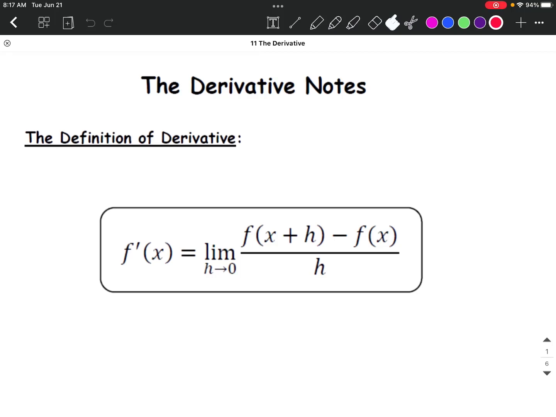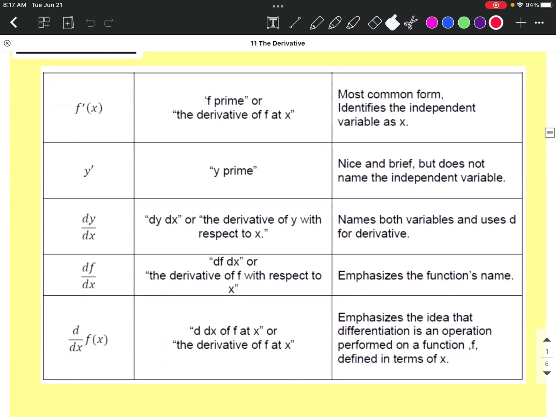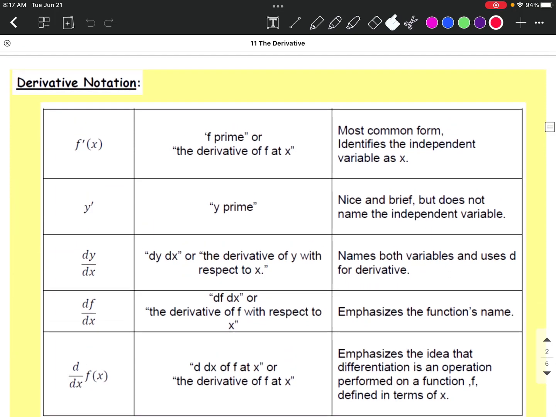Hi everyone. So today we're here to talk a little bit more about the derivative. So we have seen that the definition of derivative is f prime of x equals the limit as h approaches 0 of f of x plus h minus f of x all over h. Now I want to review some special types of derivative notation.